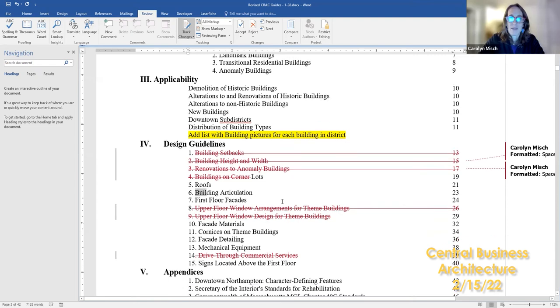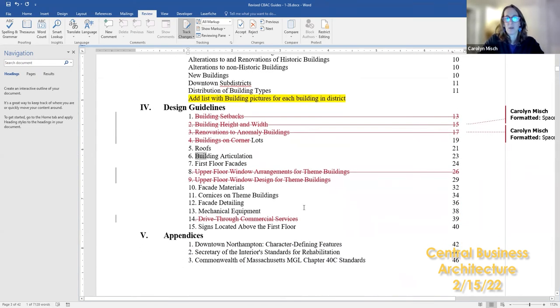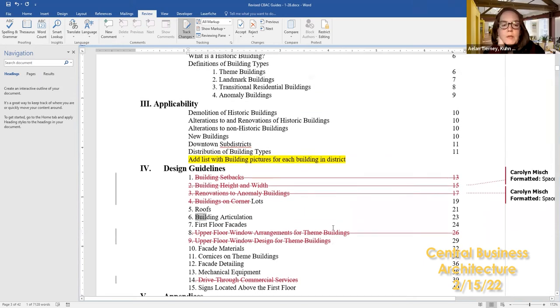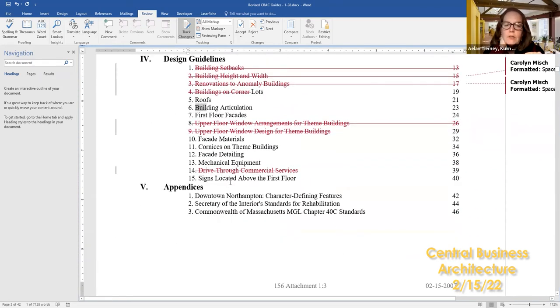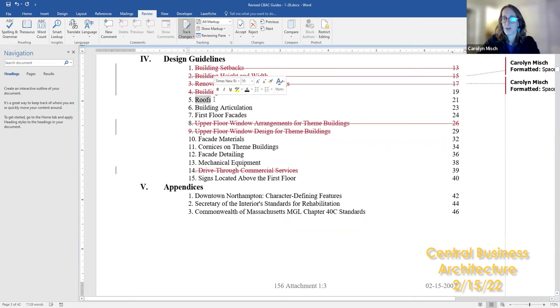Okay, so for the appendices we can still keep this, but I might put the list of buildings and the thumbnails in the appendices, as opposed to in the body of the guidelines. I think that makes sense. So, roofs are in the guidelines, aren't they? I mean, in the form-based code. I think so. I just haven't gone through and figured all that out yet.